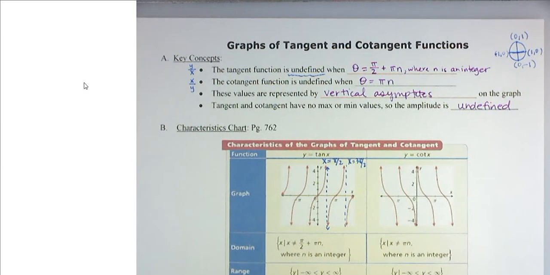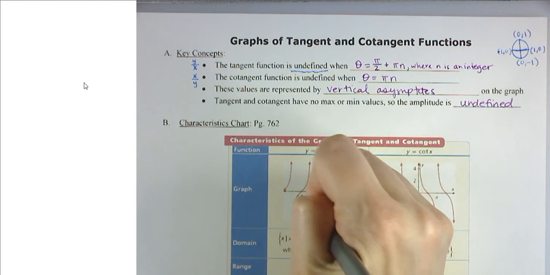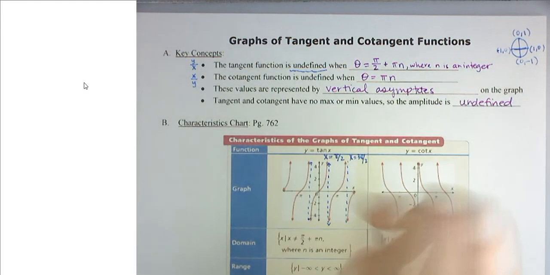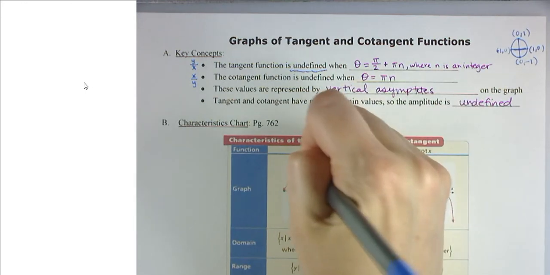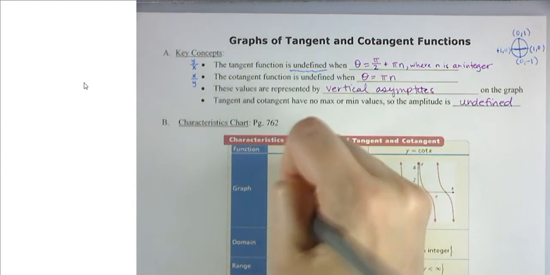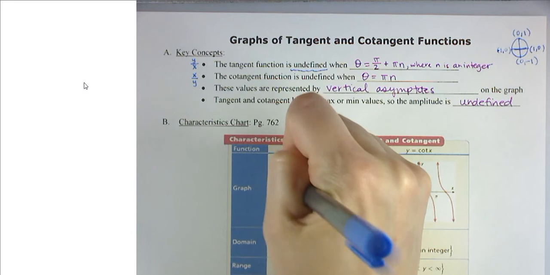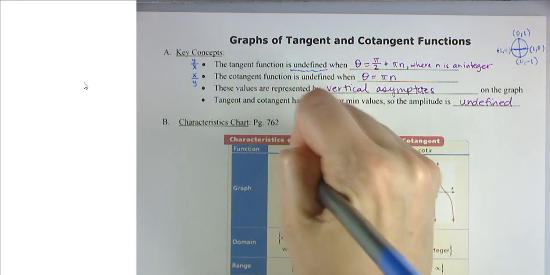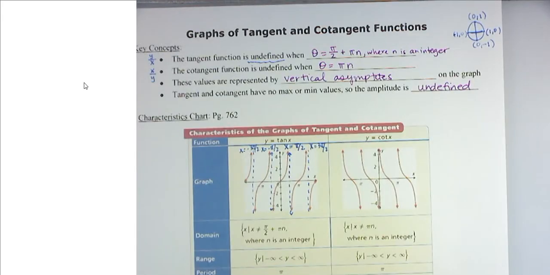You could also go on the left side. If you go on the left side pi units, you'd have x equals negative pi over 2, and then x equals negative 3 pi over 2. So those are your asymptotes, and they are undefined there.